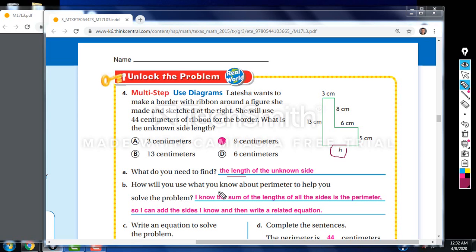How will you use what you know about perimeter to help you solve the problem? I know the sum of the lengths of all sides of the perimeter. I know the sum. What is it? It's 44. So I can add the sides I know and then write a related equation. So let's see how we did that.